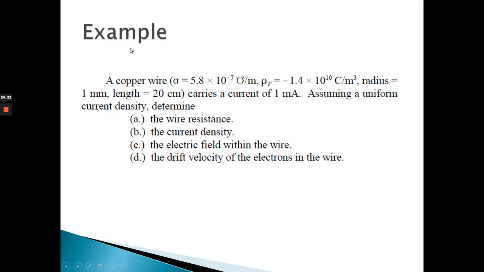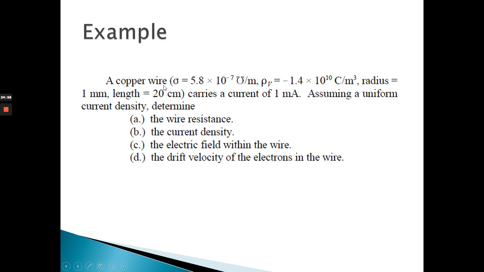So here the example is saying a copper wire, where sigma is given, means conductivity of 5.8 multiplied by 10 to the power minus 7 actually. Remember, for a copper wire usually it's not minus 7, it's 7. However, whatever is given in the exam or in the quiz, you need to follow.